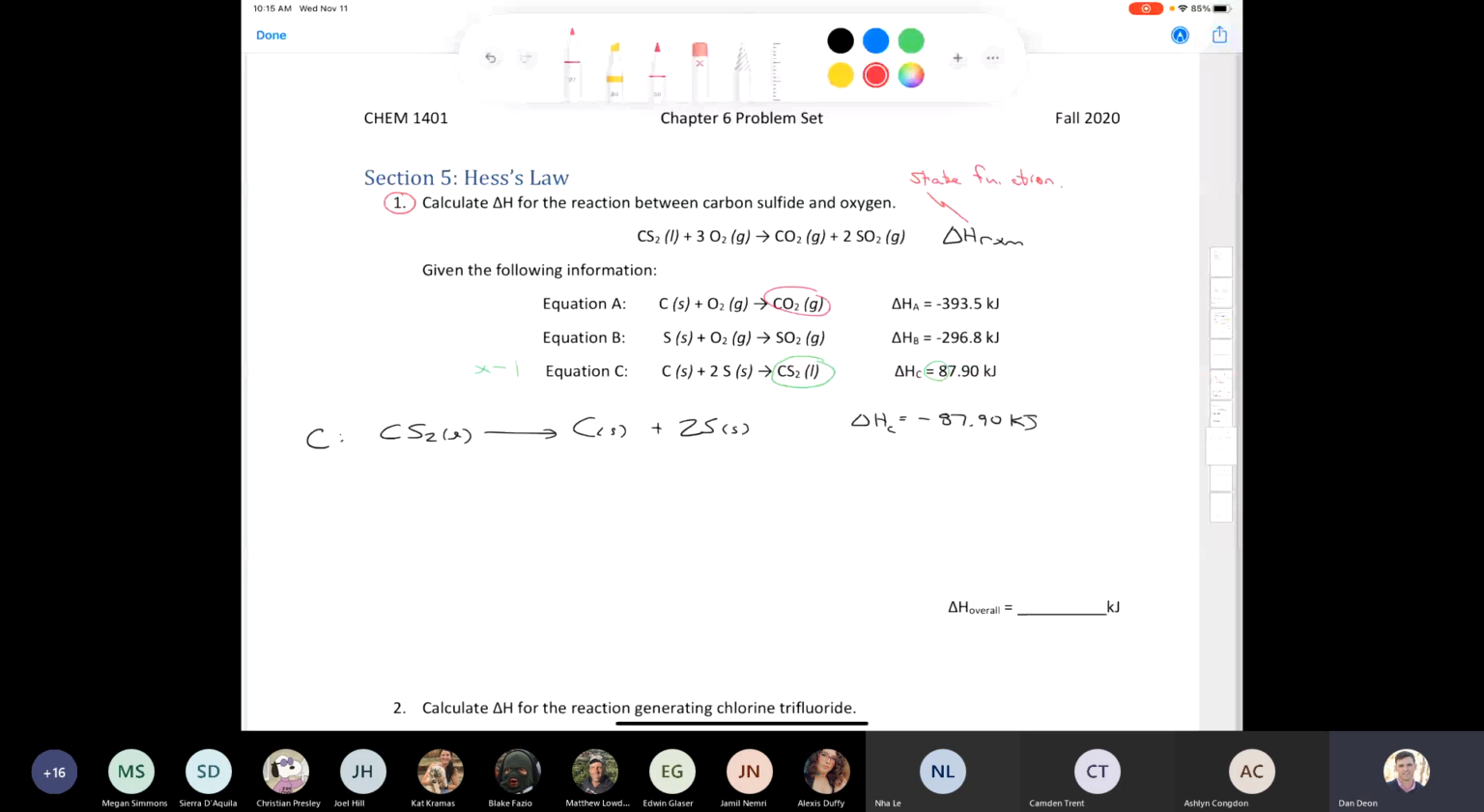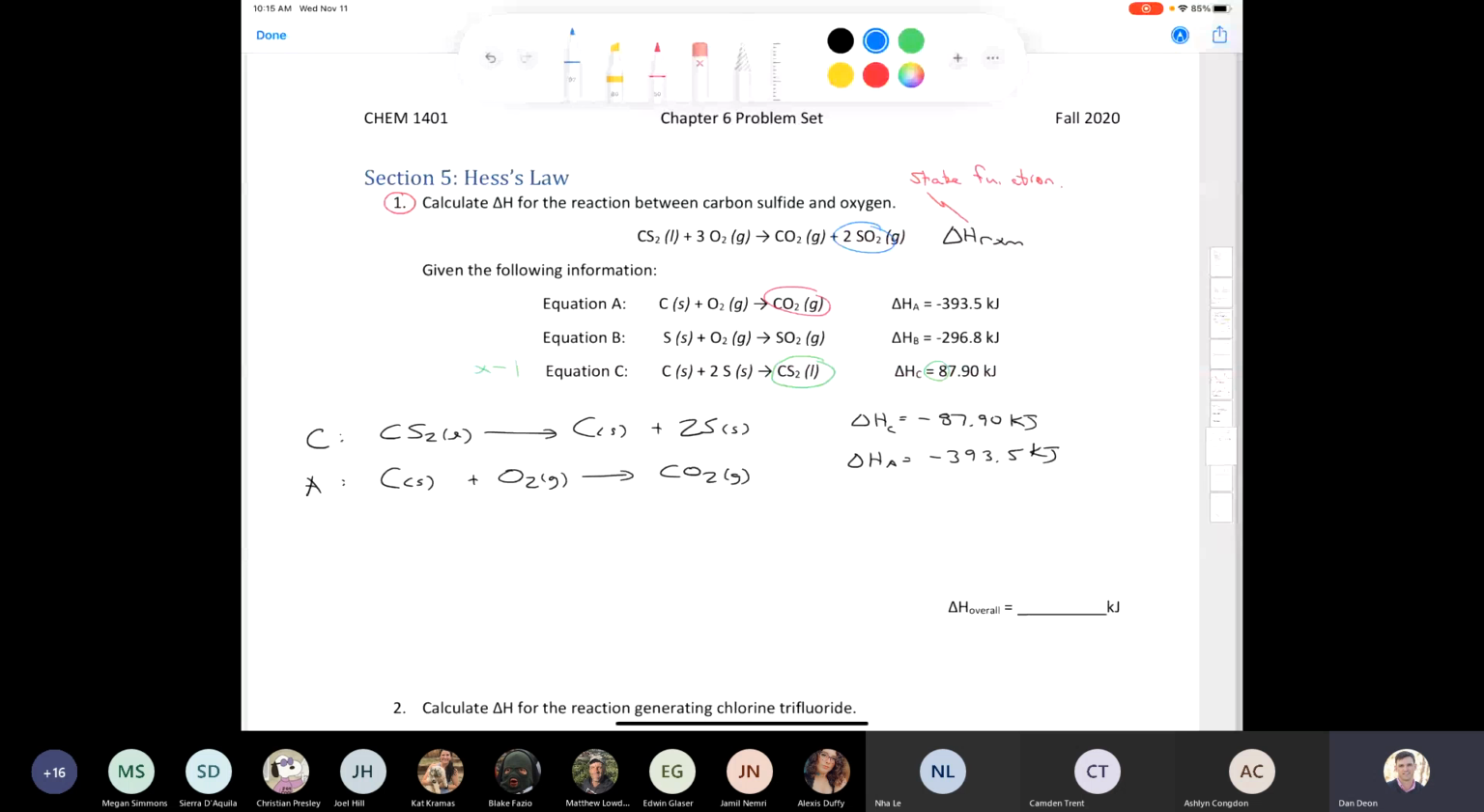So I'm just going to rewrite that equation. I'm going to say equation A, I haven't done anything to it. I'll put carbon in the solid phase plus oxygen in the gaseous phase gives me CO2 gas. My delta H of A isn't going to change. It's -393.5 kilojoules. What else do I need? I need to have 2 moles of sulfur dioxide.